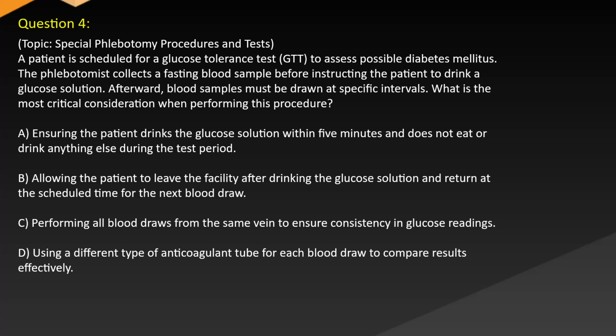A. Ensuring the patient drinks the glucose solution within 5 minutes and does not eat or drink anything else during the test period. B. Allowing the patient to leave the facility after drinking the glucose solution and return at the scheduled time for the next blood draw. C. Performing all blood draws from the same vein to ensure consistency in glucose readings. D. Using a different type of anticoagulant tube for each blood draw to compare respective results.